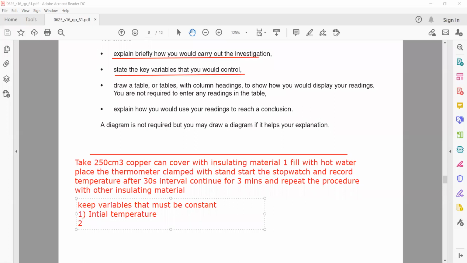The time taken, that's the time interval for each should be the same. You cannot compare one where you allow it to cool for 5 minutes and another for 3 minutes. Then it will not be a fair comparison. The volume of water and surface area.